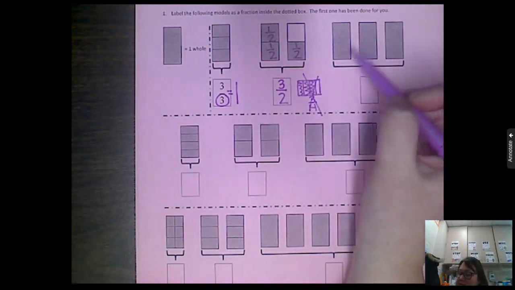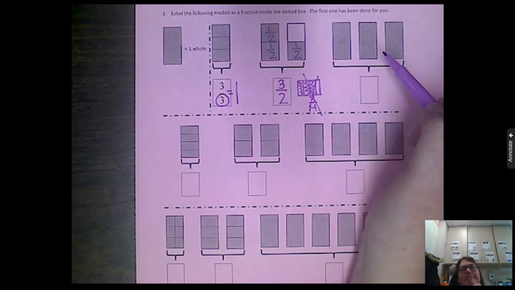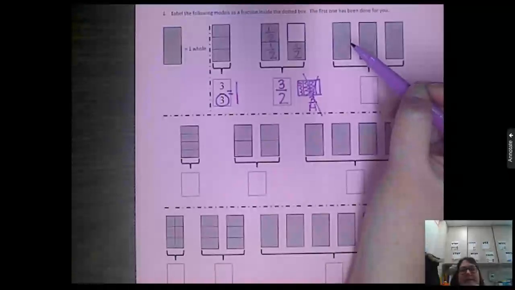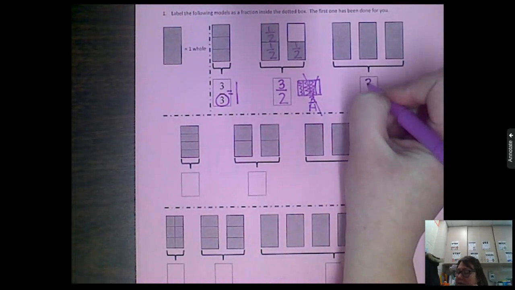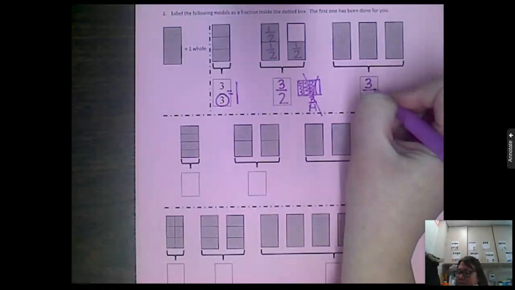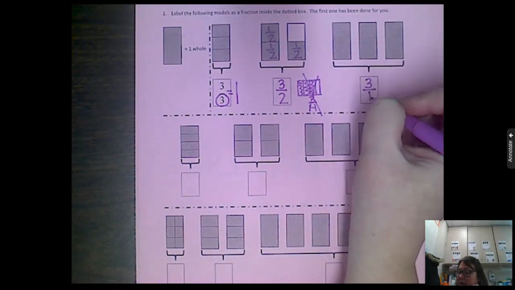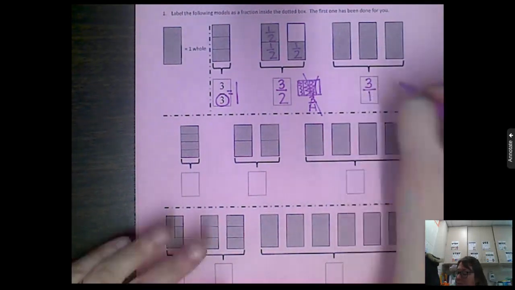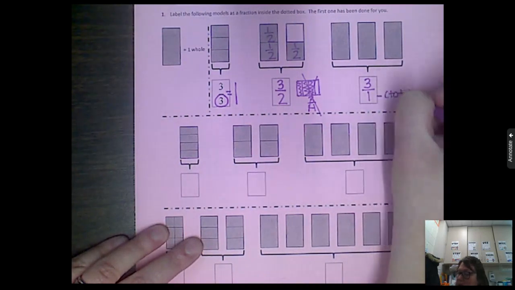Okay, take a look at this one right here. What do you see in this picture? I see 3 rectangles. They're completely shaded. Are they split up? They're wholes, right? So there are 3 pieces shaded out of 1. Okay, so remember that bottom number is the total in 1 whole.